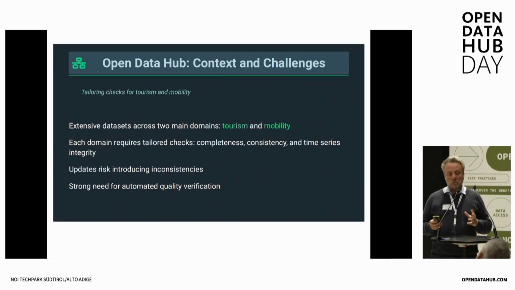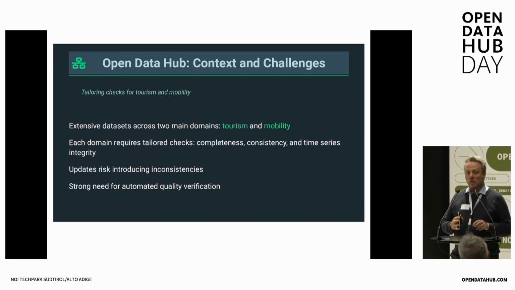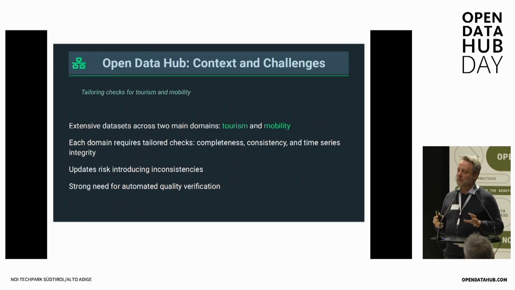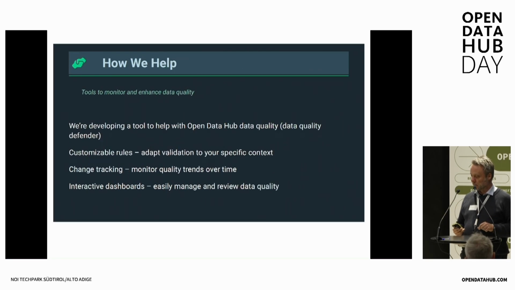Now I can say quickly the data sets are mainly split in 2 categories: tourism and mobility. That is, data collected from sensors, for example, or simple data written by humans to be published.